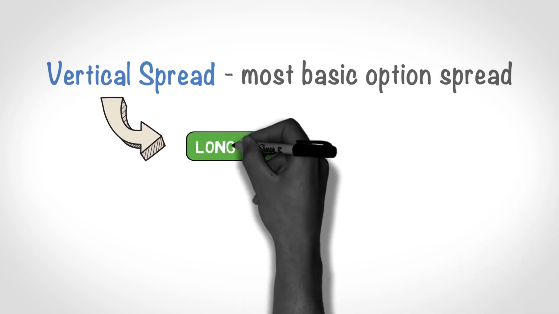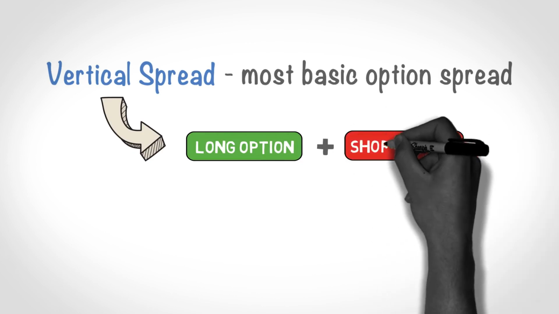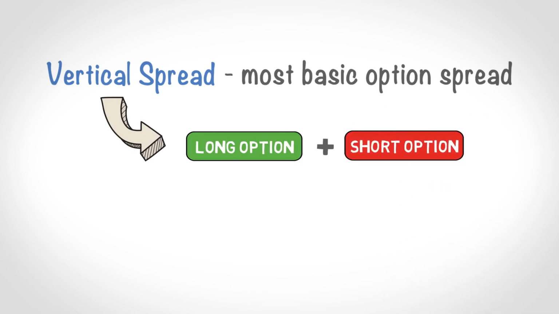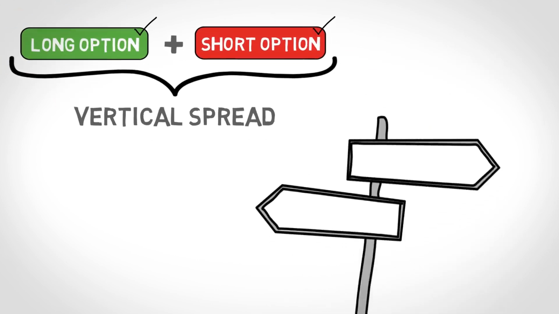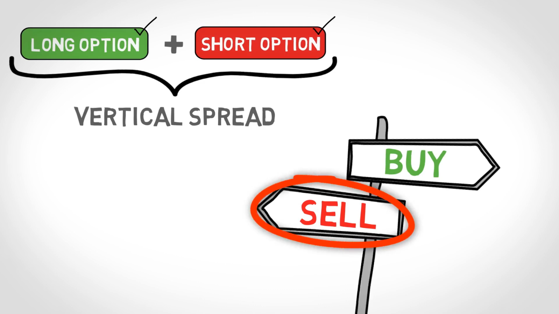Well, it's simply the combination of a long option and a short option at different strikes, but with the same expiration date. So when you trade a vertical spread, you're simply trading two options at once. But we like to think of it as one trade, and the trade is collectively called a vertical spread. Now we can buy or sell a vertical spread as an opening trade, and I'm going to explain both examples to you. But first, let's talk about selling a vertical spread as an opening trade.